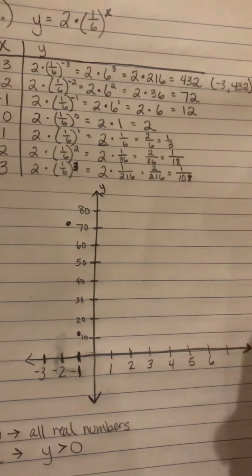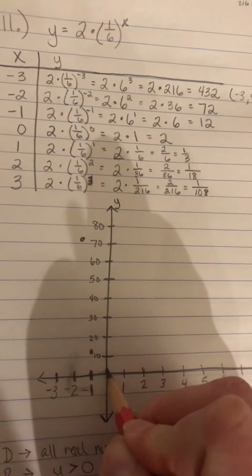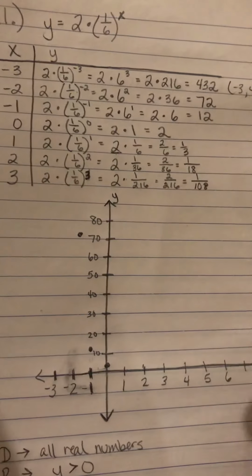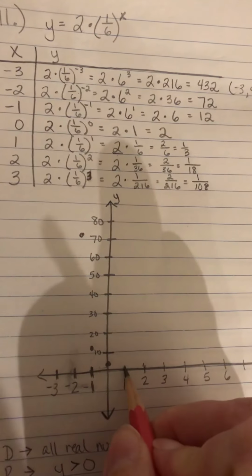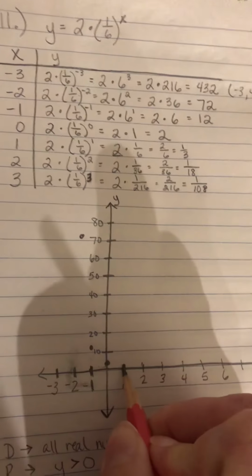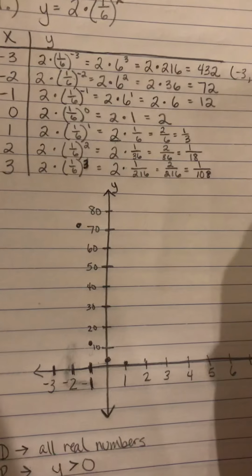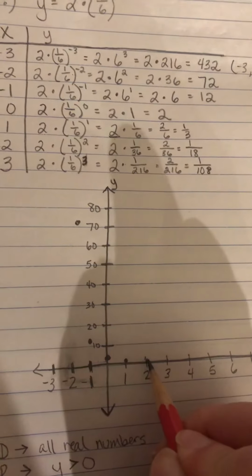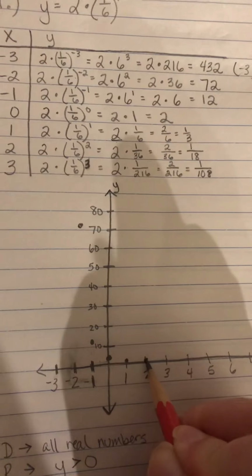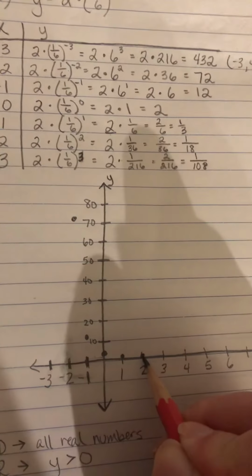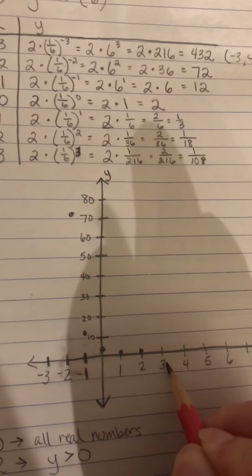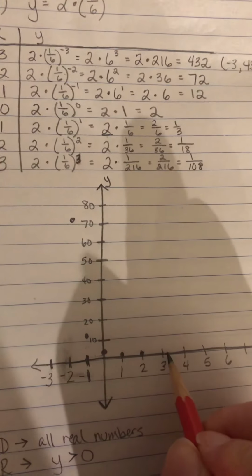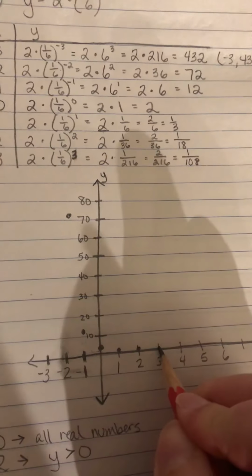And then 0, 2. And then 1, so over 1, up a third, which is practically not going up hardly at all when I'm going by tens, right? And it's only going to get worse. I go over 2 and then up 1/18. It practically looks like it's going to be on the x-axis, but we know that it's not, right? And then over 3, up 1 over 108.